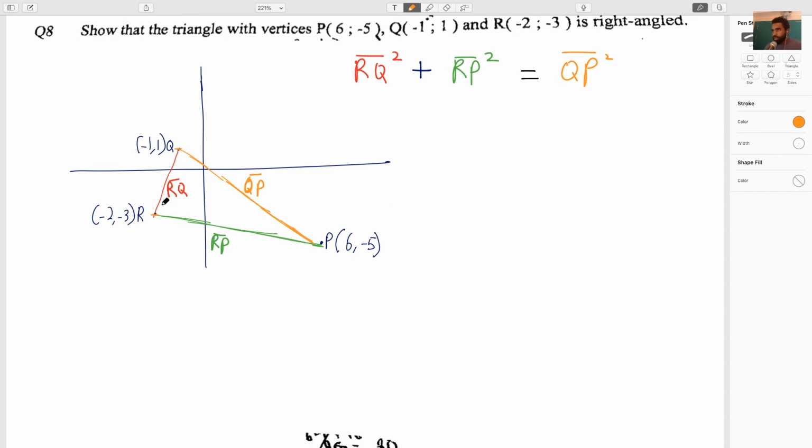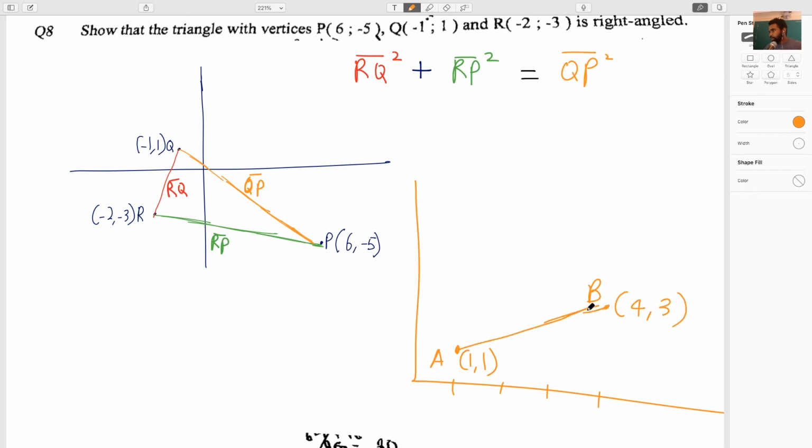How do we figure out the distance between any 2 points on the Cartesian plane? Hopefully you remember this. Let's do a separate one. Imagine we have this point, which is A, and it's the point 1, 1. And we have here B, which is the point 4, 3. How do we find this distance, AB? To find AB, we just have to notice that we can make AB the hypotenuse of a triangle, this triangle. And therefore, we can write something like this.